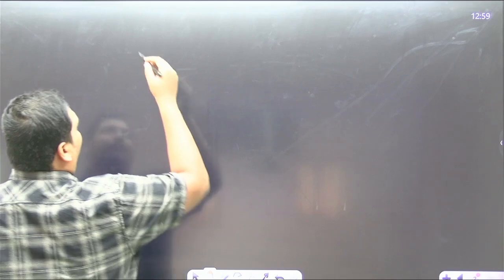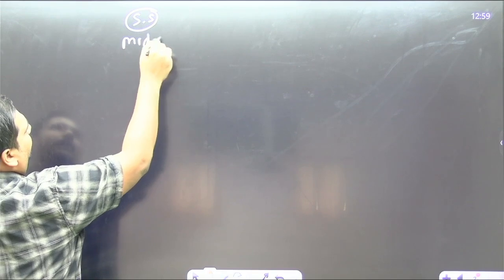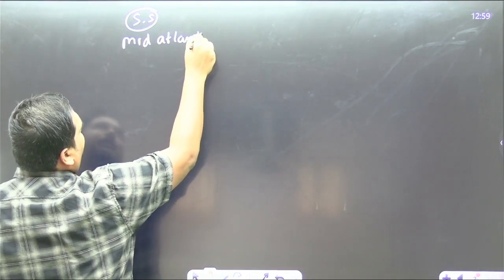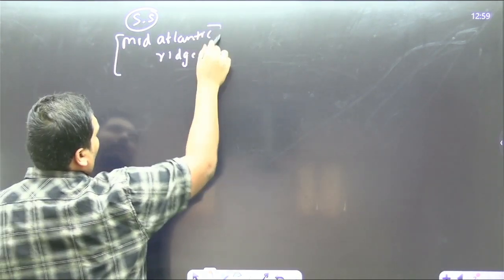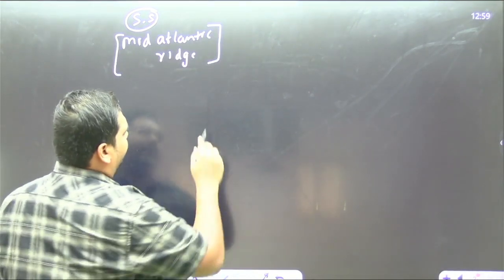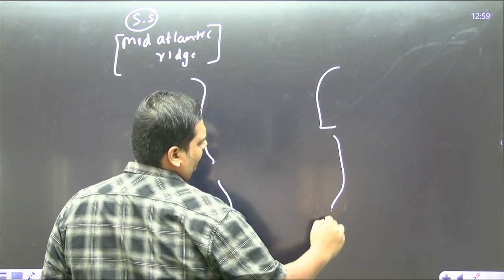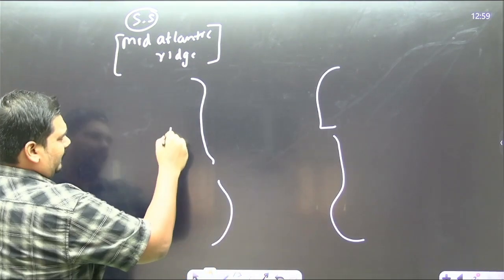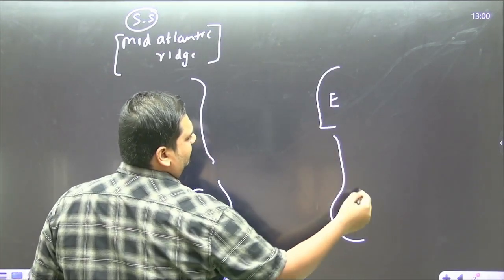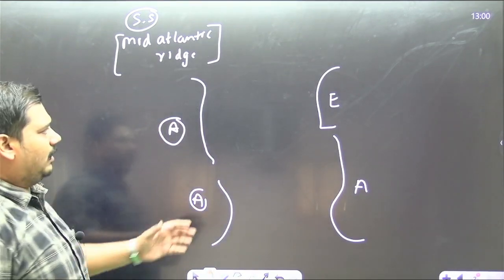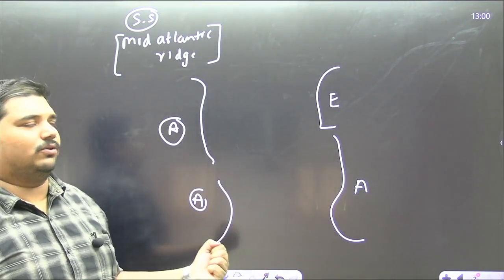The best example for seafloor spreading is the Mid-Atlantic Ridge. We have a physical feature present between North and South America as well as Europe and Africa. These are both your Americas, North and South America. This is Europe, this is Africa. The ocean located in between these continents is known as the Atlantic Ocean.